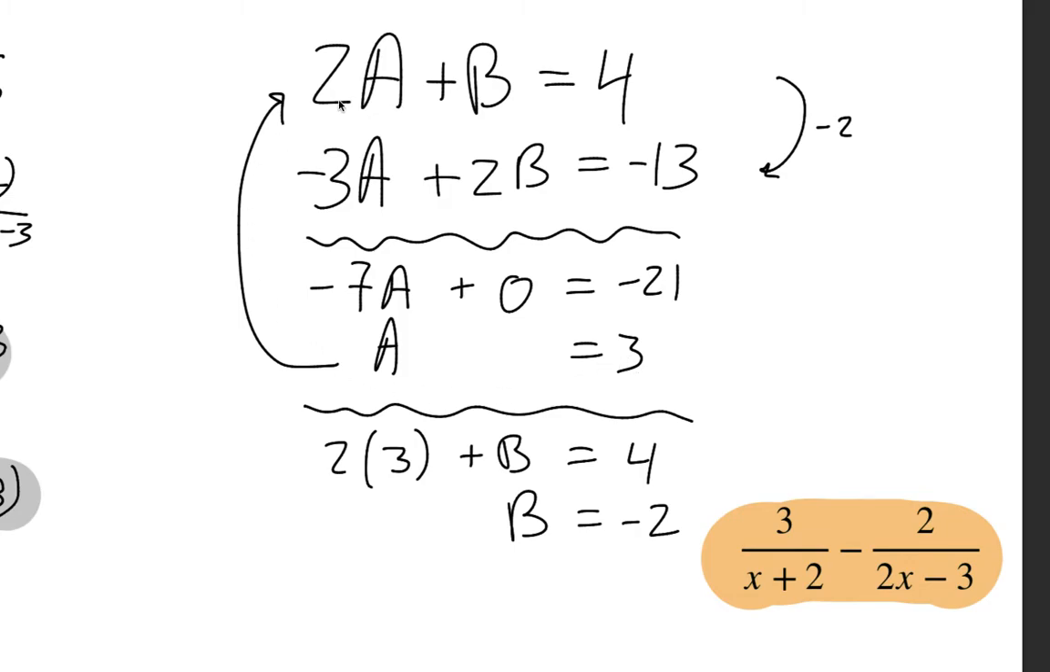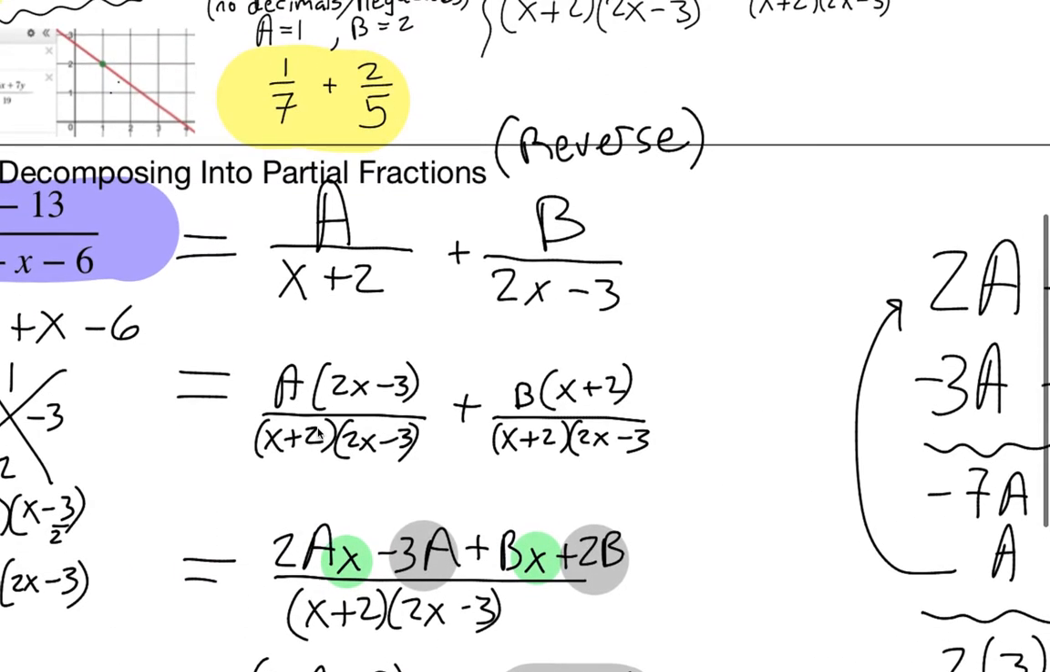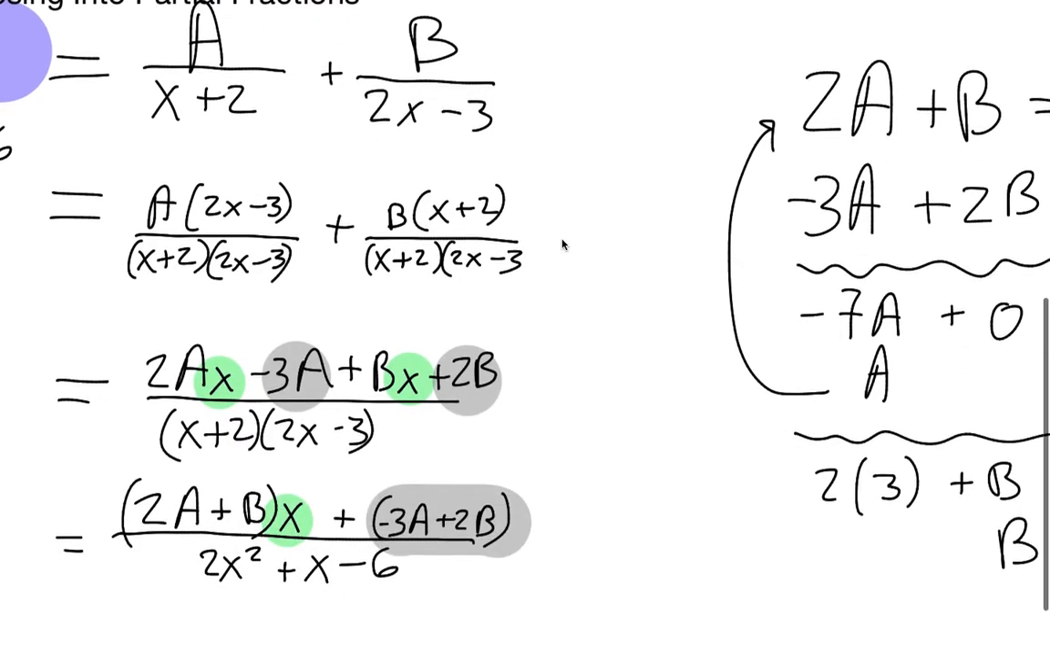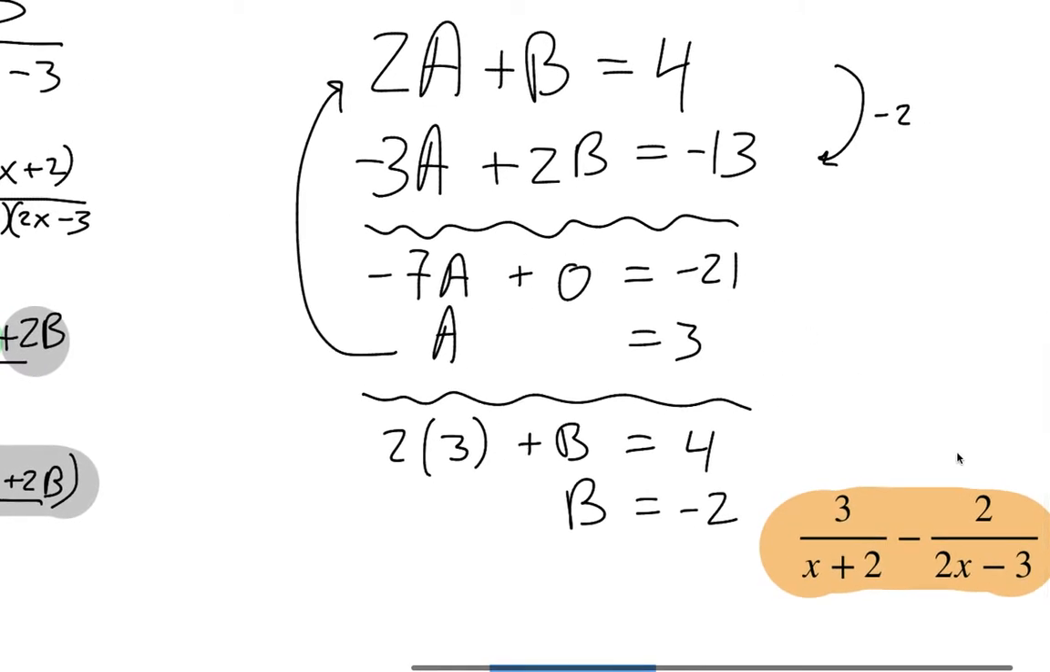Using a is equal to 3 in the original equation up here, I'm going to get 2 times 3 is 6 plus b is equal to 4, so therefore b is equal to negative 2. Now that I know what a is and what b is, I can reinterpret it back in one of the originals. I know what a is, I know what b is, so then I can place it here. A is 3 and b is negative 2.